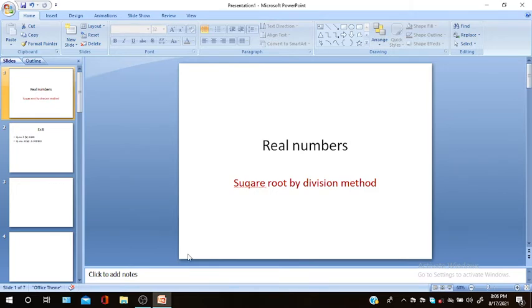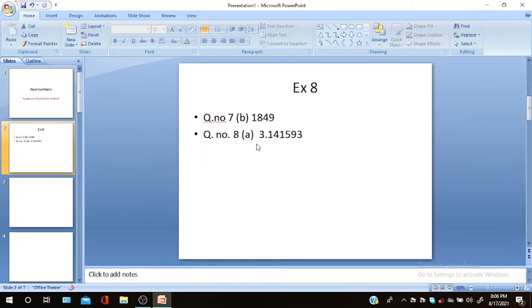Today, let us do exercise 8, real numbers. Today, we shall learn how to find the square root of a number by the method of division. I have taken question number 7b. The question is: find the square root of 1849 by division method.